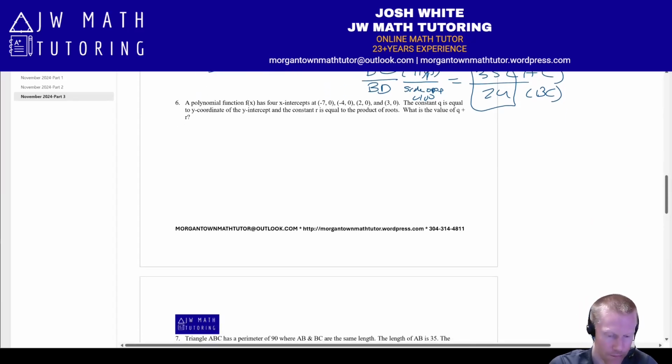All right, next up, number 6. This one is actually a tricky one when you first read it, but when you think about it, it actually is not that difficult to figure out.